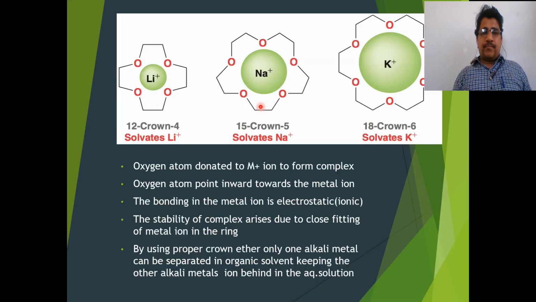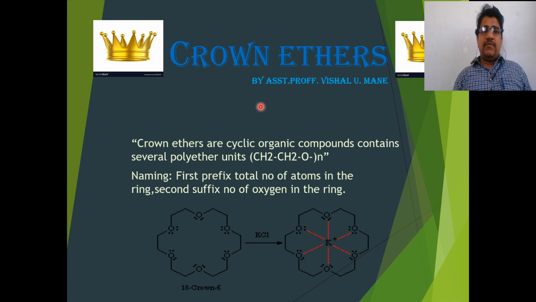Now we will see once again the definition: crown ethers are cyclic organic compounds containing several polyether units. These polyether units are CH2CH2O, repeated n times, CH2CH2O, CH2CH2. Several polyether units can be there. Now the first prefix is the total number of atoms, here 18. It shows the total number of atoms present in the ring, and the suffix shows the number of oxygen atoms present in the ring.